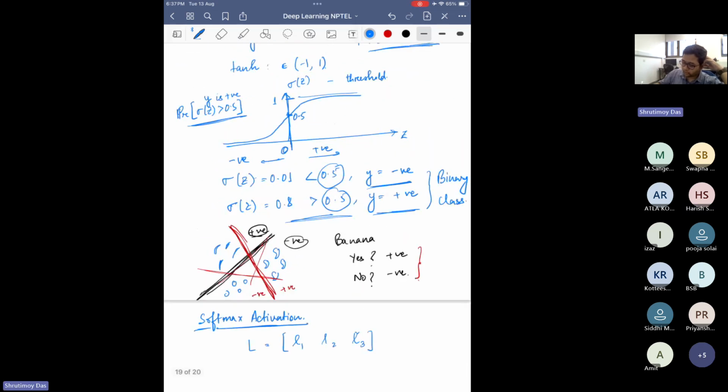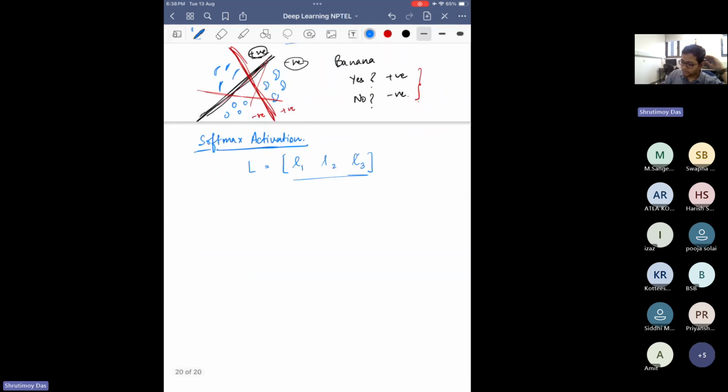So if I draw the probabilities, suppose you have the negative class here and the positive class here. Suppose for a data point, the probability for positive is 0.8, and the probability of the class belonging to negative is 0.2. So based on this, you can say that this belongs to the positive class, because it has a very high probability of belonging to the positive class.